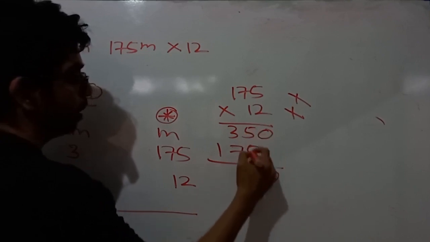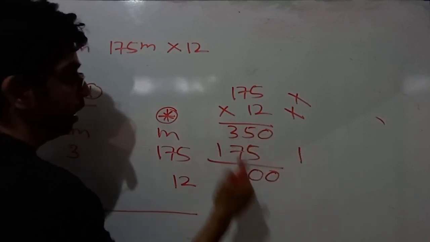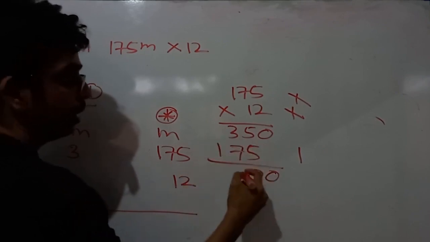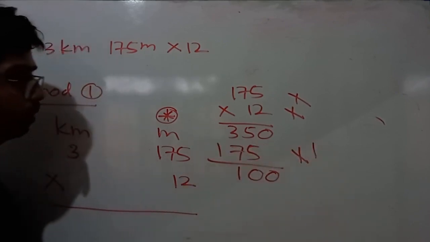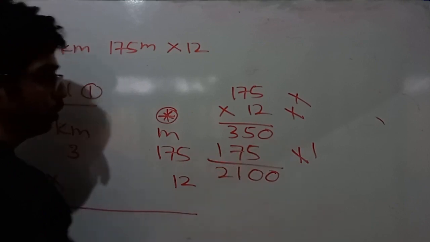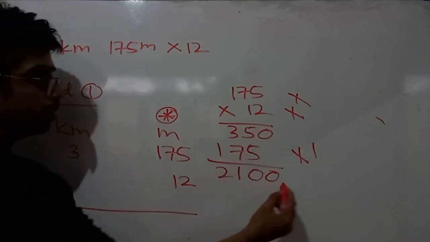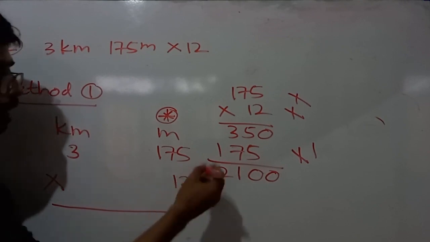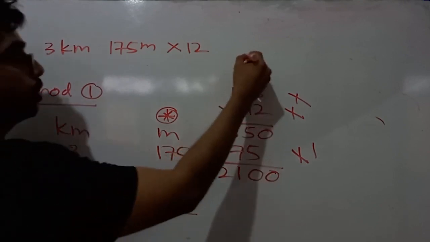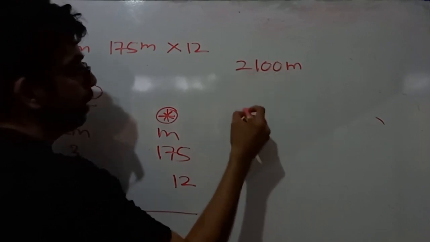0. 5 plus 5, that is 10. So there's a 1. 3 plus 7, that's a 10. Add the 1, it becomes an 11. Again, there's a 1. 1 plus 1, that is 2. So the number is 2100. But what are we talking about? This 2100 is what? So here we have what?